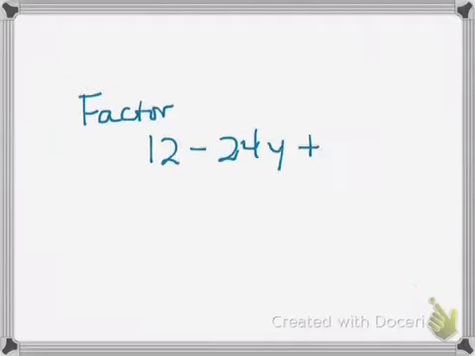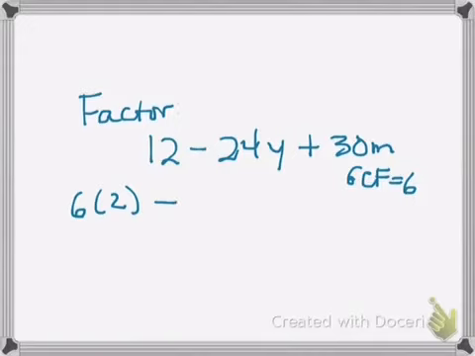Let's look at another one. 12 minus 24y plus 30m. This has 3 terms, so I have to find the greatest common factor. What's the biggest number that will divide 12, 24, and 30 evenly? And that answer is 6. So we're going to break apart each of those terms as 6 times whatever else needs to be to get back to the original number.